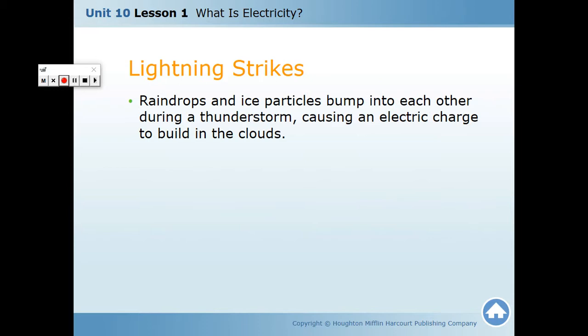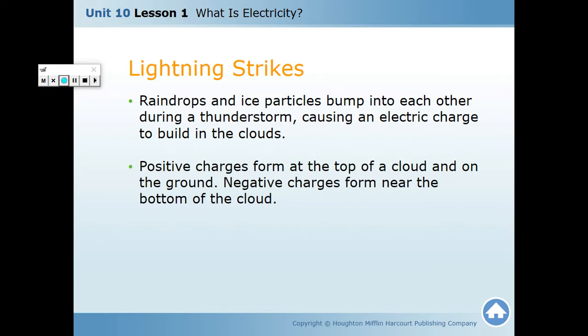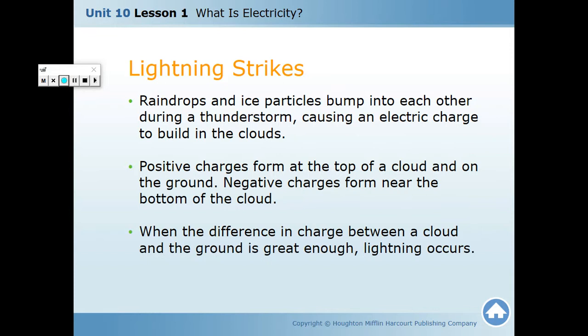Raindrops and ice particles bump into each other during a thunderstorm, causing the electric charge to build in the clouds. Positive charges form at the top of a cloud and on the ground. Negative charges form near the bottom of the cloud. When the difference in charge between a cloud and the ground is great enough, lightning occurs. Lightning is a huge electrostatic discharge.